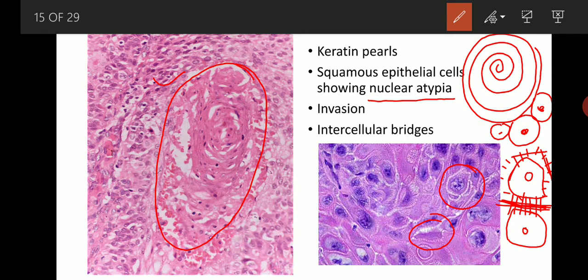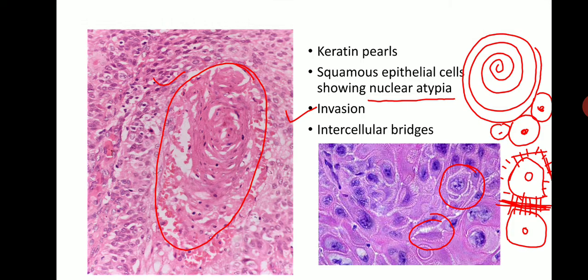bridges are lost. And most importantly, any carcinoma is distinguished from a non-carcinoma or a pre-malignant in situ lesion by the presence or absence of invasion. So invasion will be seen. So these are the identifying features of a squamous cell carcinoma of the cervix.